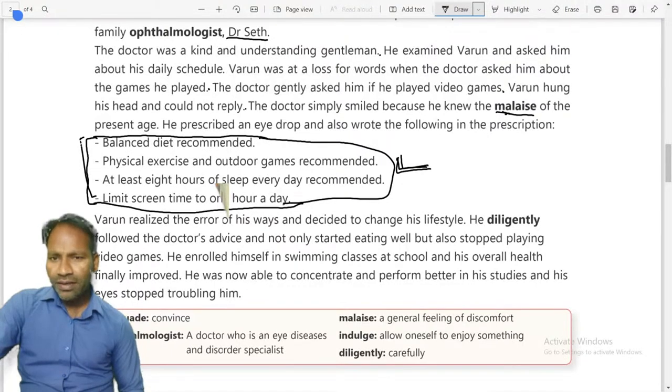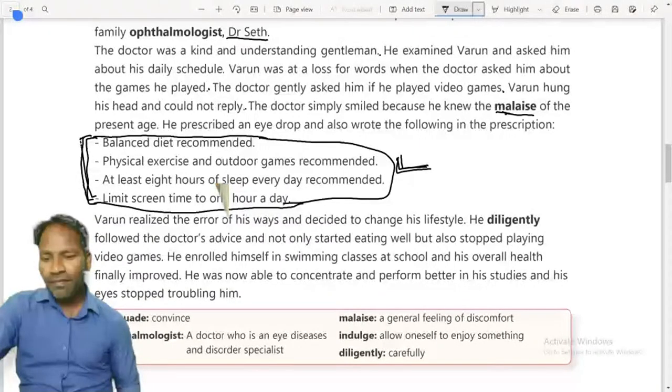If you are not facing the same problem as Varun faced in this lesson, such a problem may come to you in the future. So if you understand the intensity of this problem now, definitely in future you will not need to change your lifestyle.